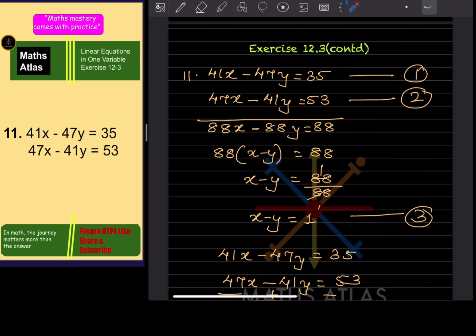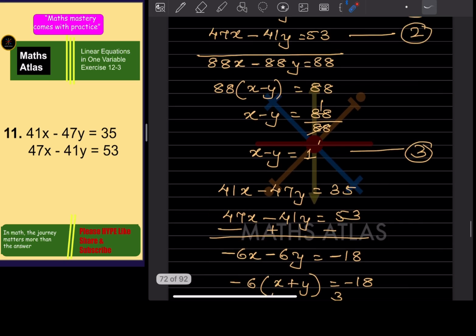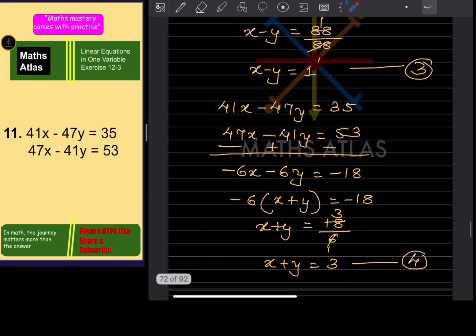So now let us consider this as equation number 3. Same equations, now we are going to subtract. Here is plus, so we are going to change the sign to minus. Minus, so here this is going to be plus. This is plus, so this is going to be minus. Now what you can see, 41 minus 47, that is going to be minus 6x. Now, looking at the new sign, minus 47 plus 41 is going to be minus 6y. And this is going to be minus 53 plus 35, which is going to be minus 18.